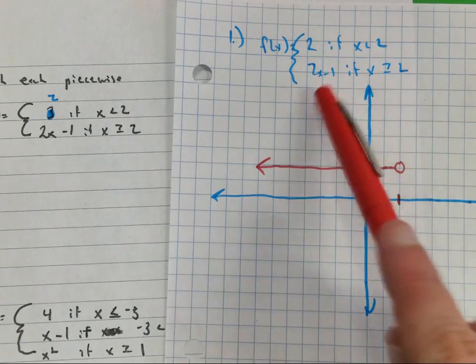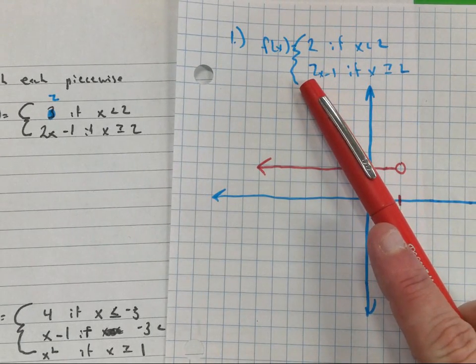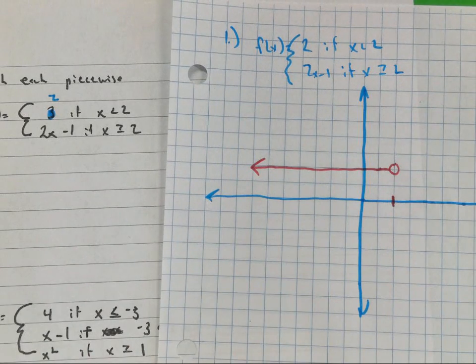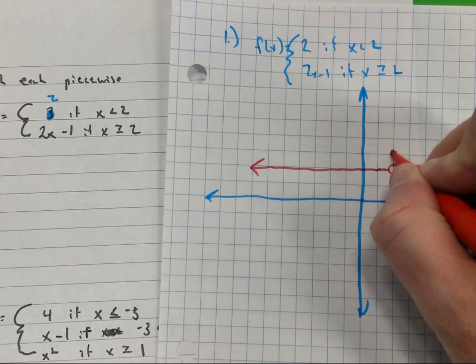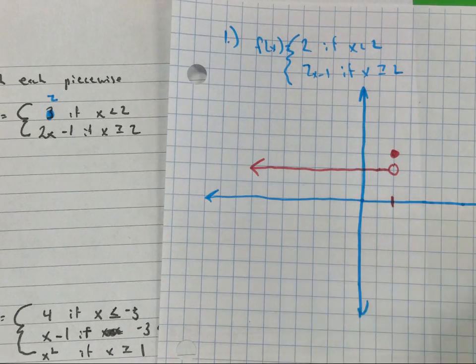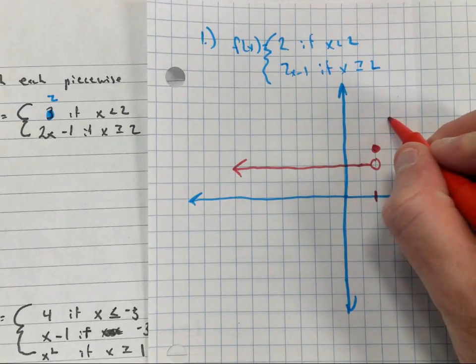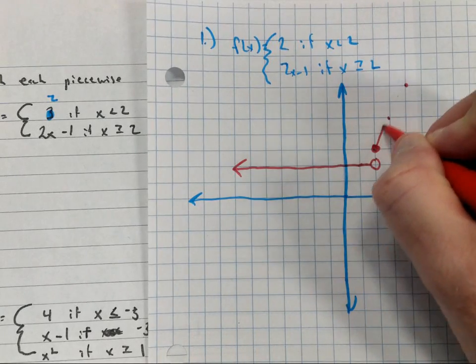Now, to get my point here, I take this 2 and do what with it? Plug it in. What's 2 times 2? 4 minus 1 is 3. Open or closed? Closed. So I'm going to go to 2, 3. It says for all x values greater than or equal to, so it would be these values over here, wouldn't it? So I'm going to use my slope, up 2 over 1, up 2 over 1, and graph my line.